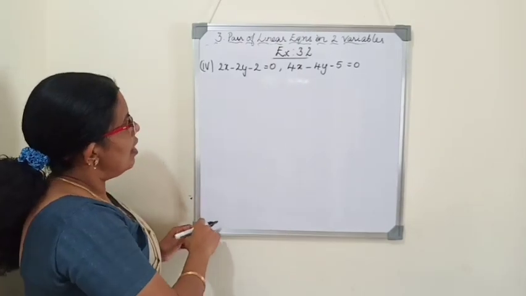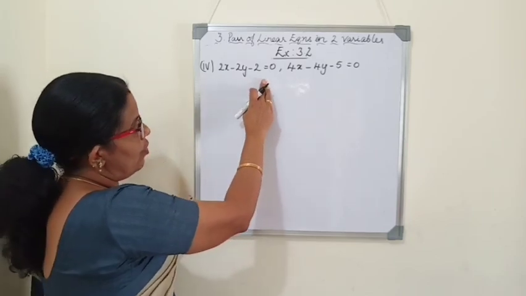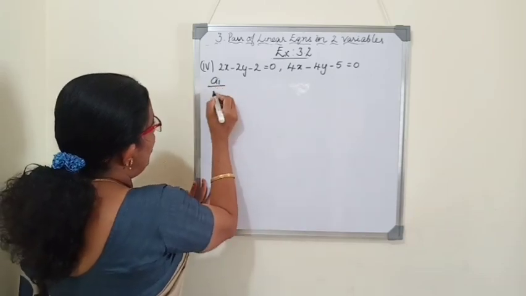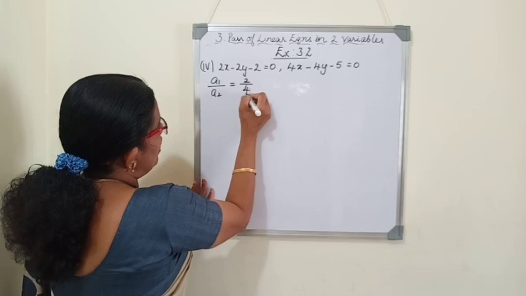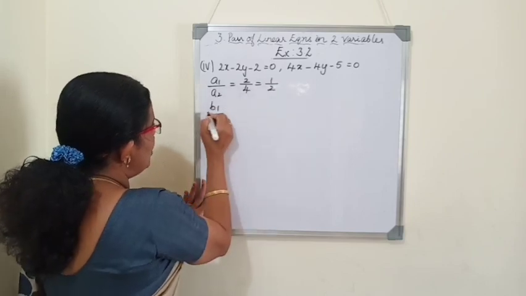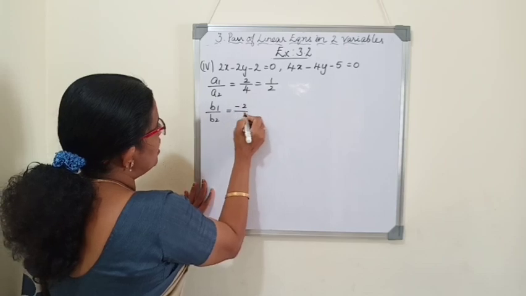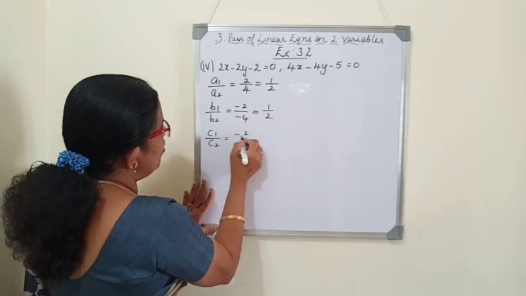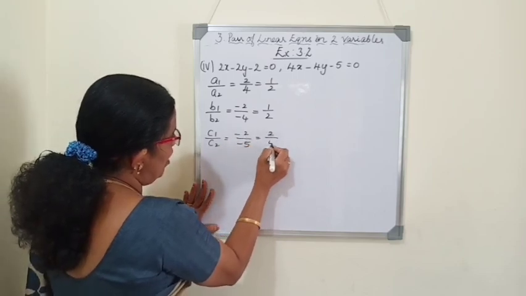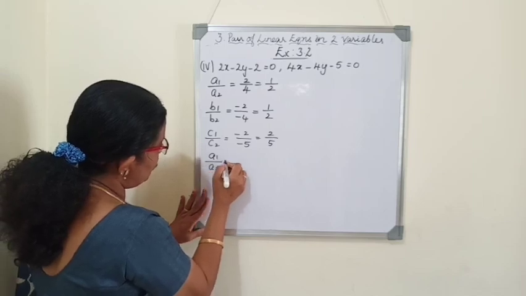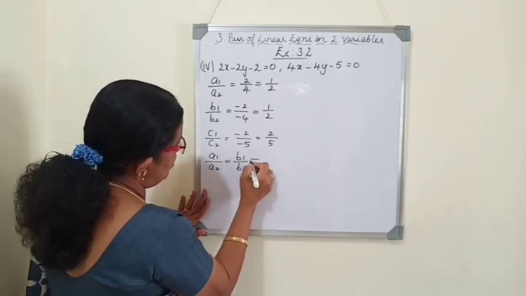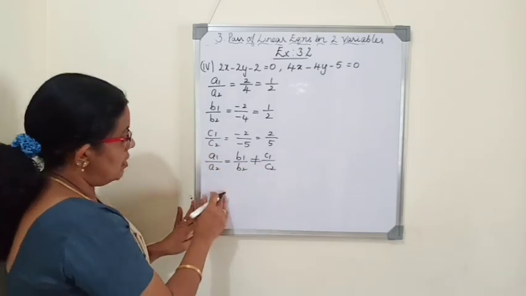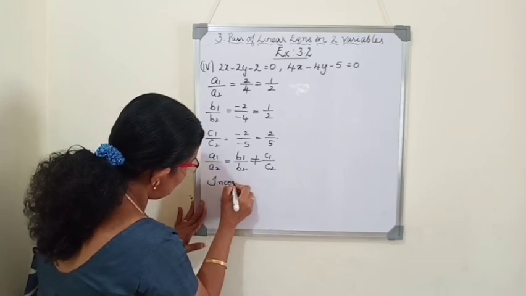The fourth question is 2x minus 2y minus 2 equals 0 and 4x minus 4y minus 5 equals 0. So we'll see the ratio a1 by a2 equals 2 by 4 equals 1 by 2. b1 by b2 equals minus 2 by minus 4. Sign will cancel, again 1 by 2. c1 by c2 equals minus 2 by minus 5. It is 2 by 5. a1 by a2 is equal to b1 by b2, not equal to c1 by c2. Therefore, parallel lines, no solution, inconsistent. So, inconsistent, no need to draw the graph.